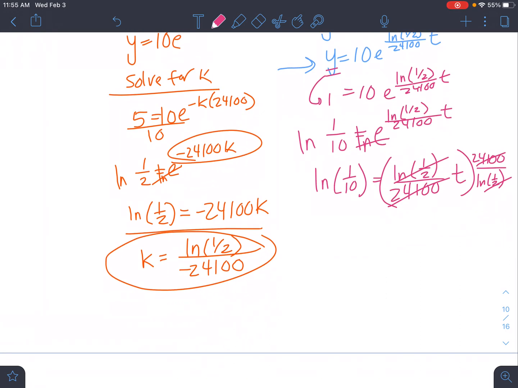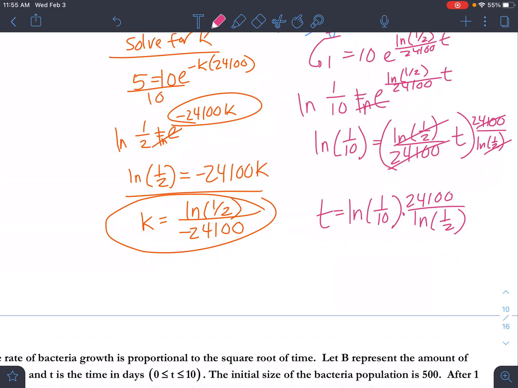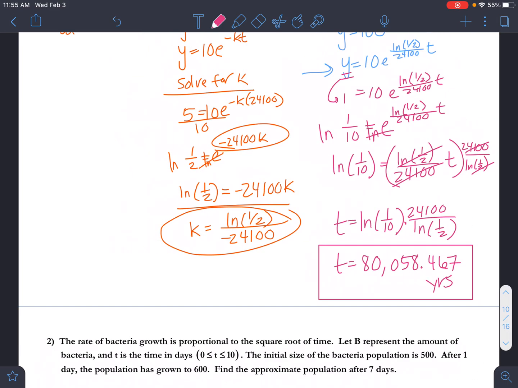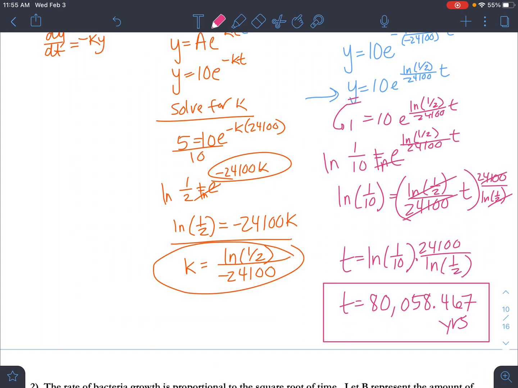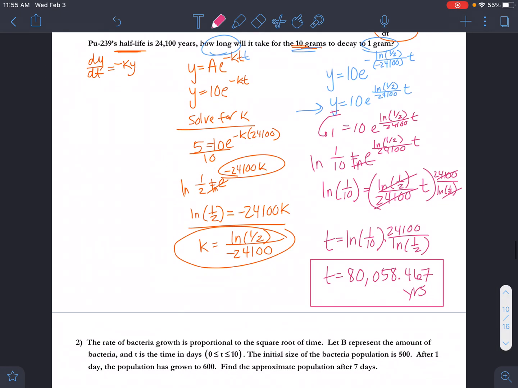So you are going to get t equals natural log of 1/10, and then we're multiplying by 24,100 over natural log of 1/2. So we could just type that. This would, of course, be a graphing calculator problem. So feel free to type it in your calculator, see if it matches with mine. And you should get 80,058.467 years. So that's how long it would take 10 grams to decay to 1 gram for this specific Pu-239. We always round to 3 decimals unless otherwise specified for AP. Let's try out one more.